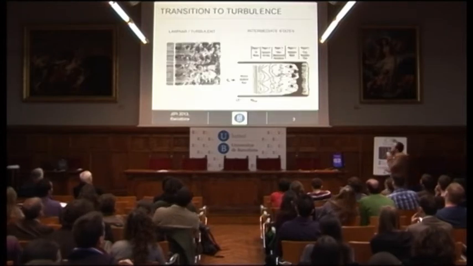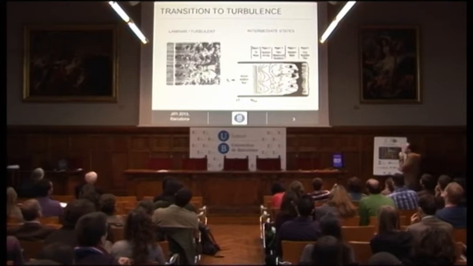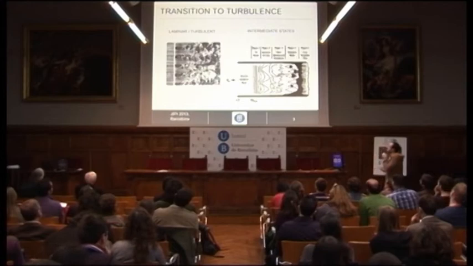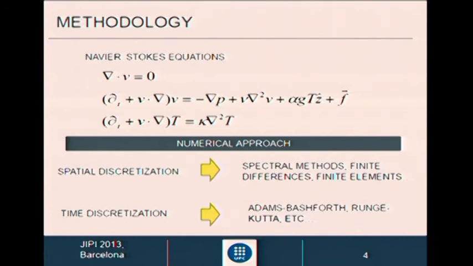There are several ways to approach these kinds of problems, but what we do is study those intermediate states which appear in between the laminar or regular flow and the completely disordered or turbulent flow. The Navier-Stokes equations give the velocity, the pressure, and the temperature for any point of the fluid if we are able to solve them, because this is a complicated task. So what we do is a numerical approach to this set of equations.